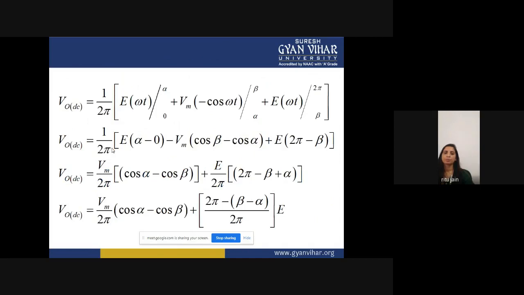So this is all about the output voltage equation for RLE load. And by solving this equation, you can easily get the expression for the output DC voltage.